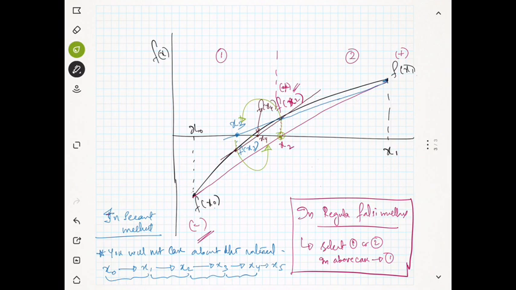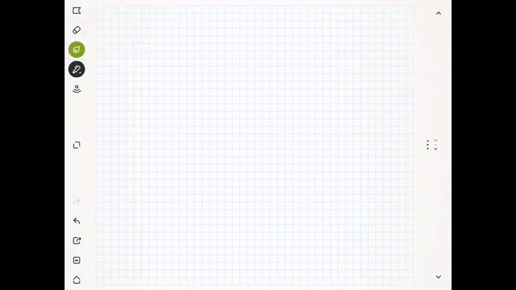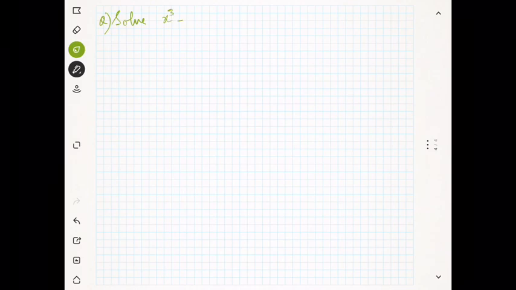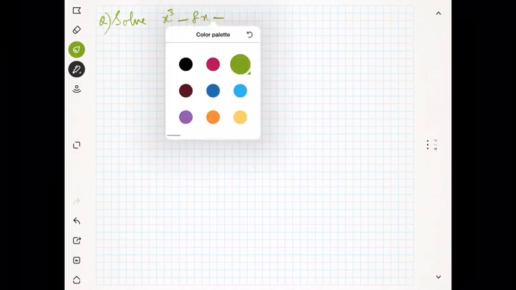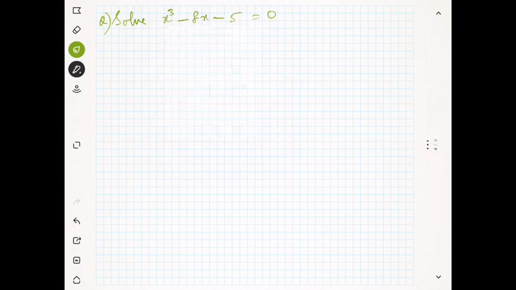Now we will see a problem using the secant method. So let me find a problem for the secant method. The question is: solve x raised to 3 minus 8x minus 5 equal to 0. We are going to find the solution. So what is the method to find the solution? We have seen the method. At first we are going to find where the solution exists.